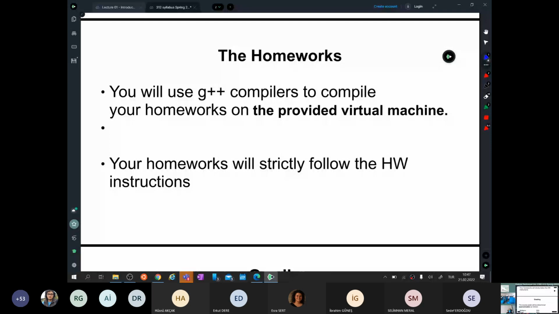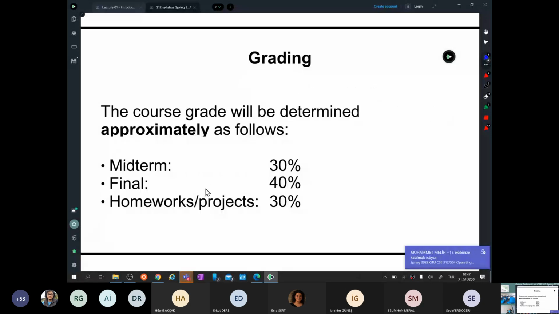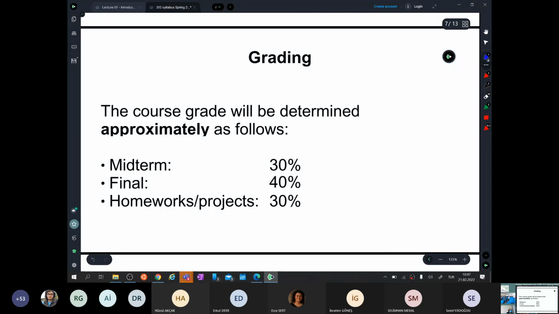Depending on the difficulty levels of the homeworks, and depending on the grades that we get from the homework and the final, we can change these numbers up to 5 points maybe. Maybe midterm will be 35%, maybe homeworks will be 35% or sometimes 40%. Of course, the total is going to be 100%, but approximately it's going to be like that.